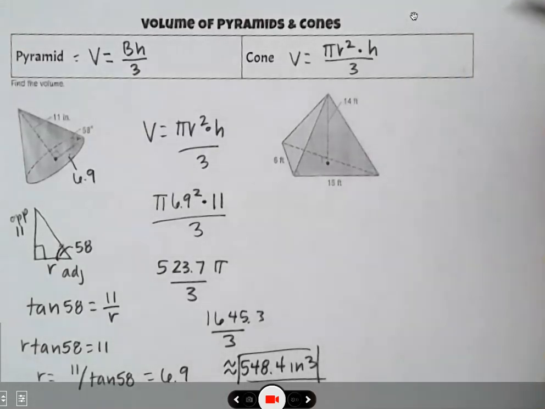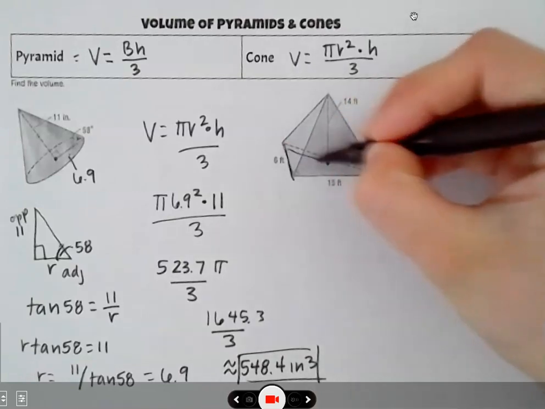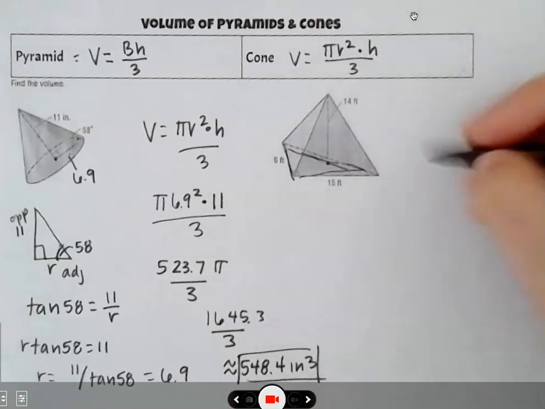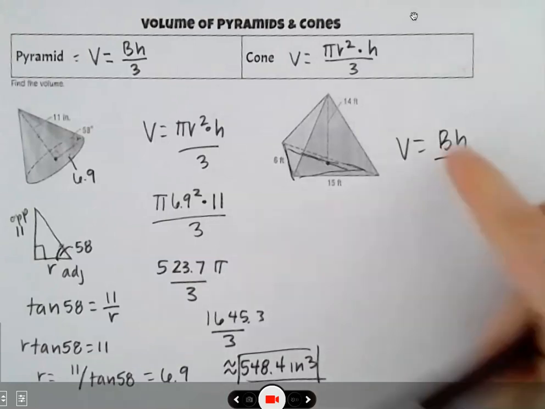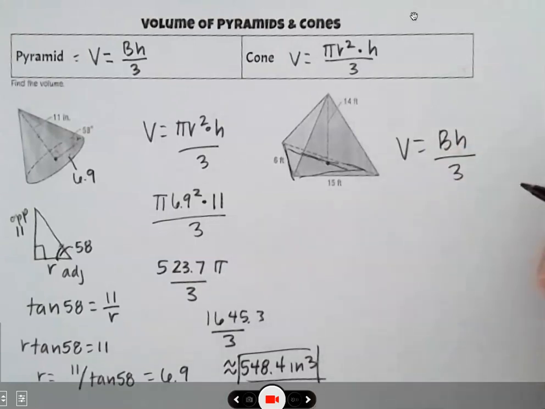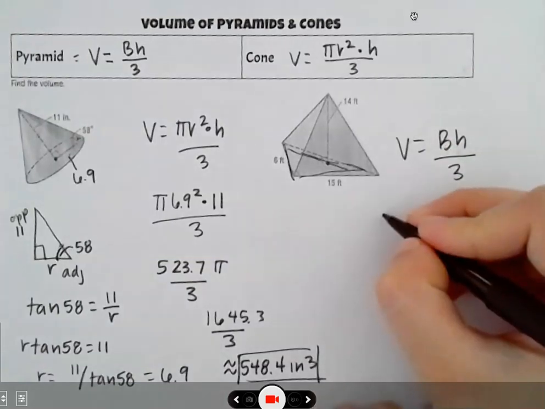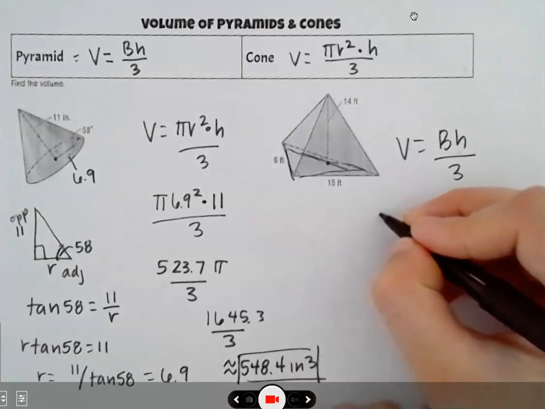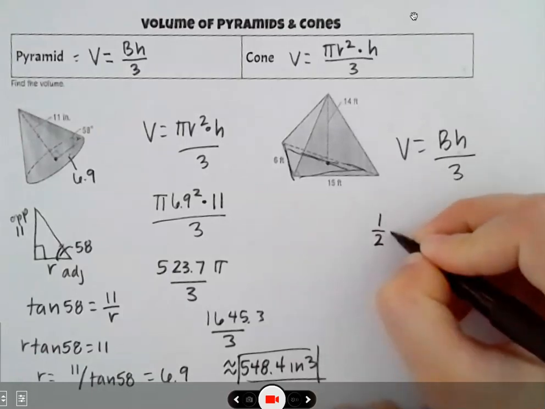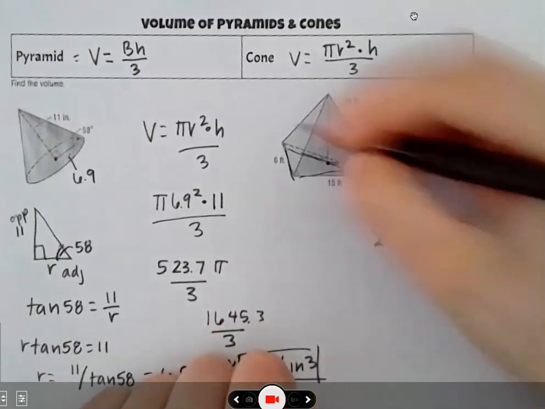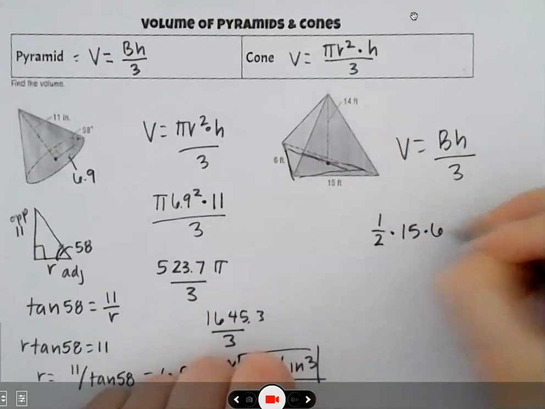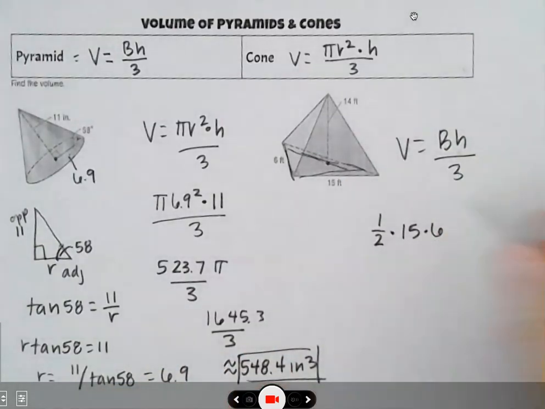Okay, now let's try this triangular pyramid. So what is our base shape? Well, our base shape is a triangle, so volume equals base area times height divided by 3. So let's find out what our base area is, that big B. We're going to have half. Our base of our triangle is 15. Its height is 6. Let's figure out what that is.